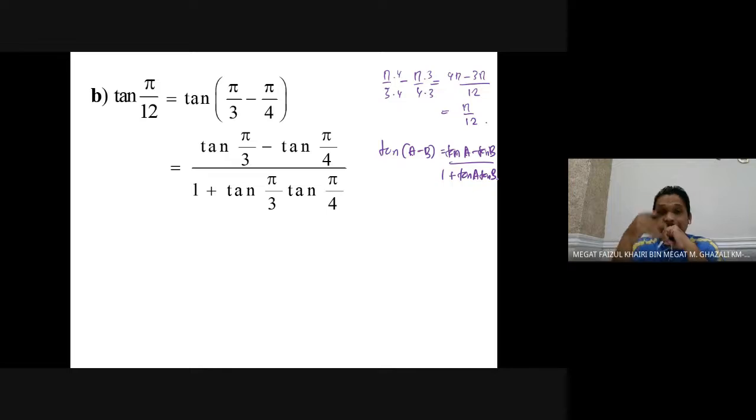Okay, tangent pi over 12, which is pi over 3 minus pi over 4. So let's multiply this one by 4, and this also by 4. This is multiplied by 3, and pi multiplied by 3. So 4 pi minus 3 pi divided by 3 times 4, which equals 12. Then 4 pi minus 3 pi gives pi over 12. Okay, tangent A minus B equals tangent A minus tangent B divided by 1 plus tangent A tangent B.